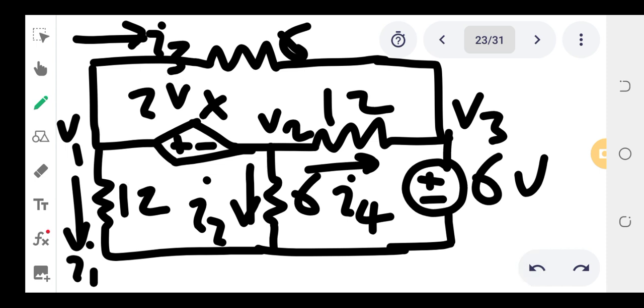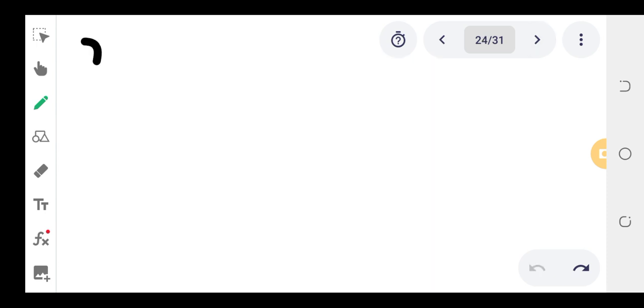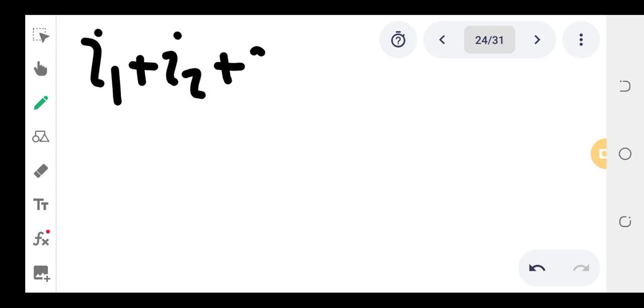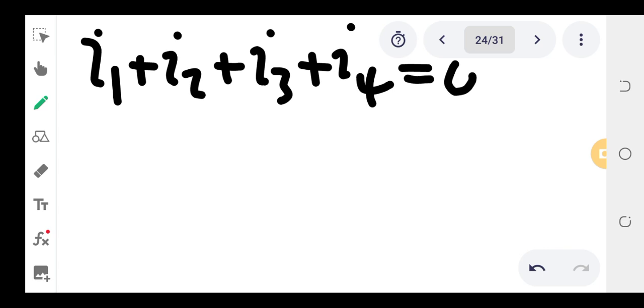There is no harm in assigning the currents; you can point them whichever way you want. But according to the way we have placed them, they are all leaving the node, meaning their sum must be equal to 0. So we are saying I1 plus I2 plus I3 plus I4 is equal to 0.